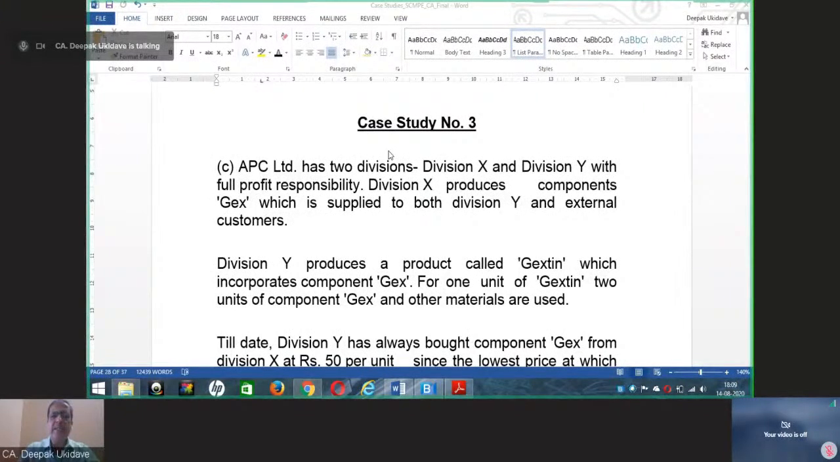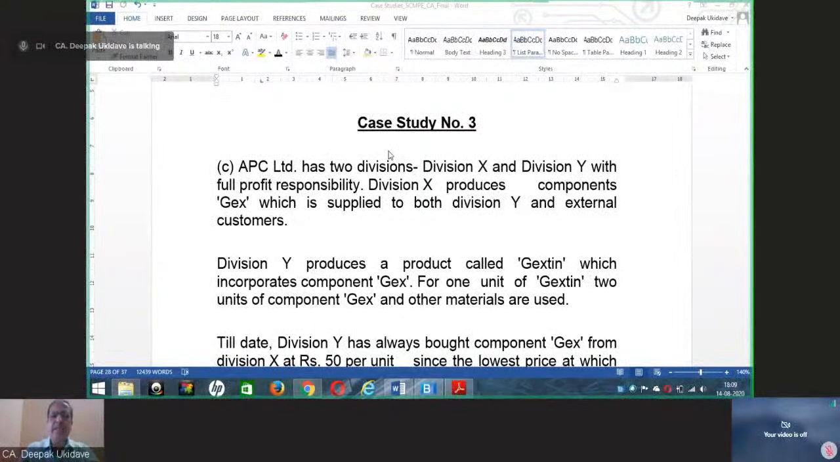We deduct fixed cost from totality. Annual fixed costs are 60 lakhs, 40 lakhs and 20 lakhs. We reduce this from the total contribution and we get profit of 49 lakh 60,000 and 25 lakh 60,000. And for the company as a whole, 75 lakh 20,000.